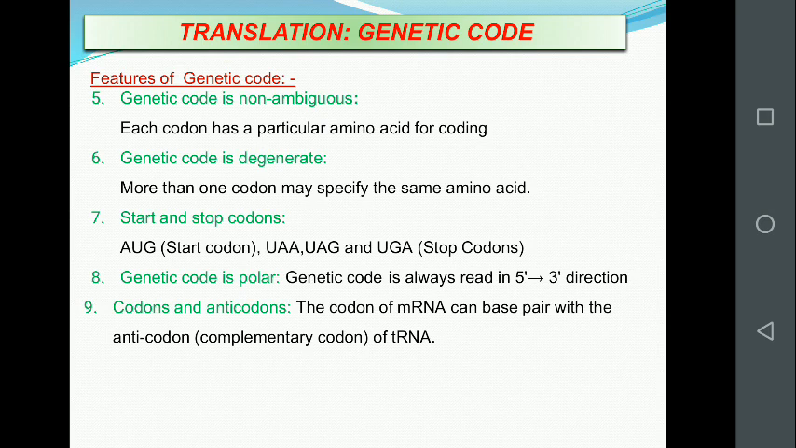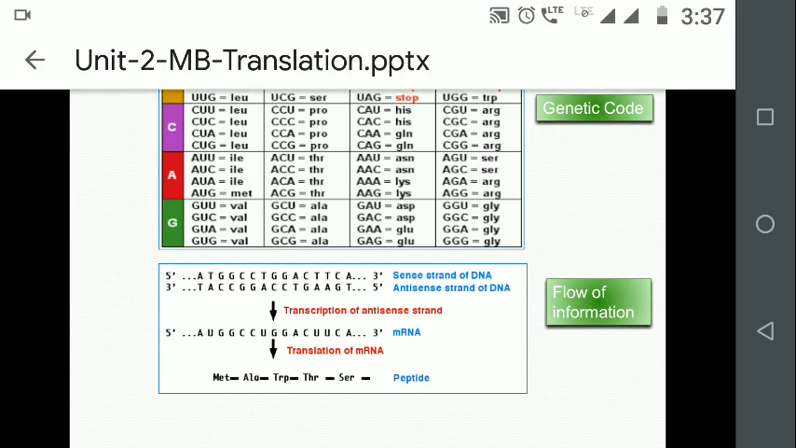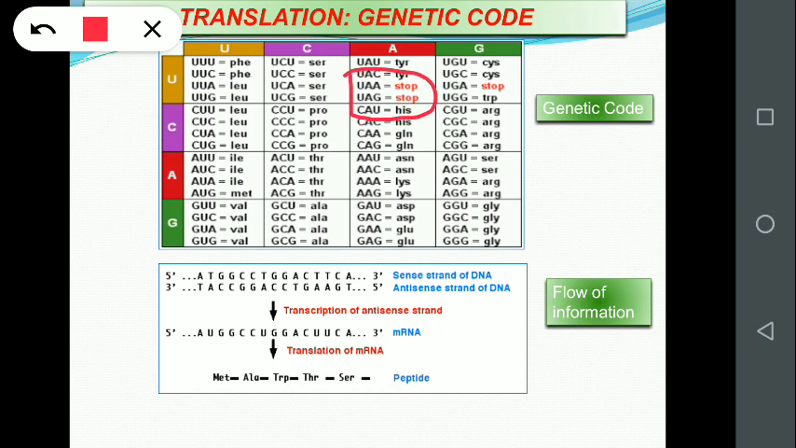Why are they called stop codons? They stop the translation process because they do not specify any amino acid. UAA, UAG, and UGA never specify any amino acid. In most cases they are stop codons and have no corresponding amino acids. If you look at the genetic code table, here you have the stop codons: UAA, UAG, and UGA. These three don't specify any amino acid, which is why they terminate the translation process.